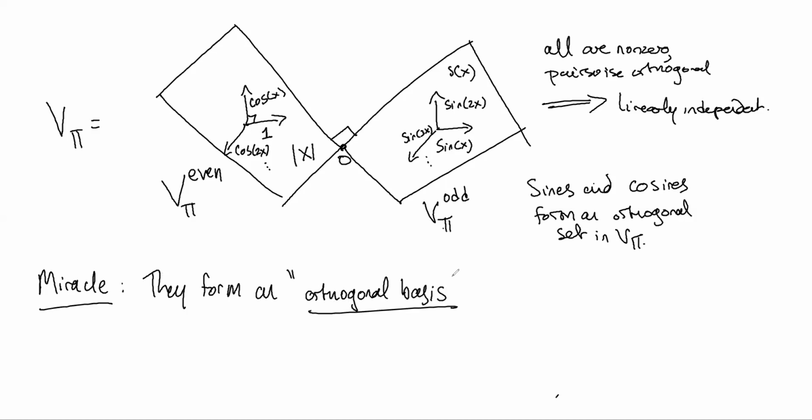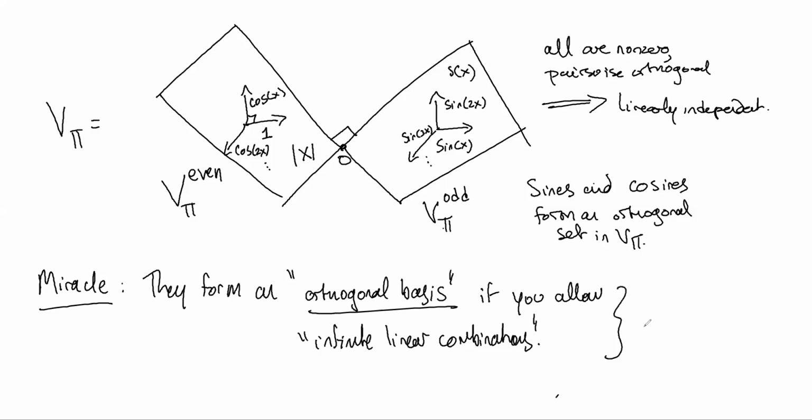I'm going to put this in quotes because it's a little different from the notion we saw earlier, if you allow infinite linear combinations. So let me now tell you finally what a Fourier series is. A Fourier series is a way of making this fact rigorous, that the sines and cosines are actually an infinite orthogonal basis.